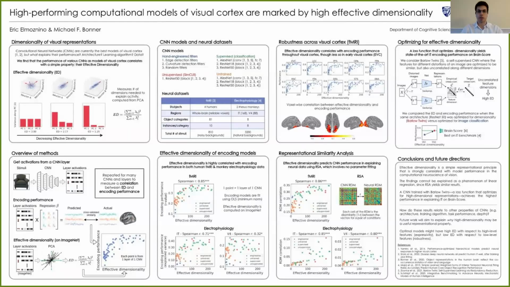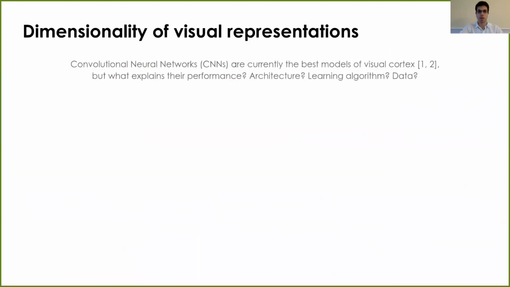Hello, my name is Eric Ramos-Nino, and I'm going to be talking about how high-performing computational models of visual cortex are marked by high effective dimensionality. So it's now well established that CNNs are currently the best models of visual cortex, but it's less clear as to why that's the case. Does it have to do with their architectures, the learning algorithms they're trained with, the data they're trained on?